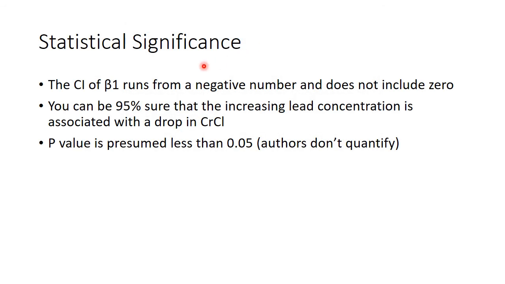So as far as statistical significance goes, we saw the confidence interval for this beta 1, our lead concentration, runs from a negative number and does not include 0. So you can be 95% sure that increasing lead concentration is going to be associated with that drop in creatinine clearance. We can presume the p-value to be less than 0.05, even if the authors don't quantify it in this case, because we know the confidence interval does not include 0 in this instance.